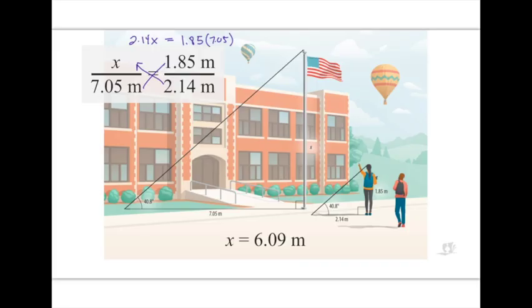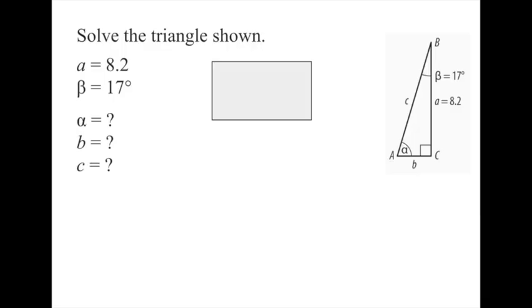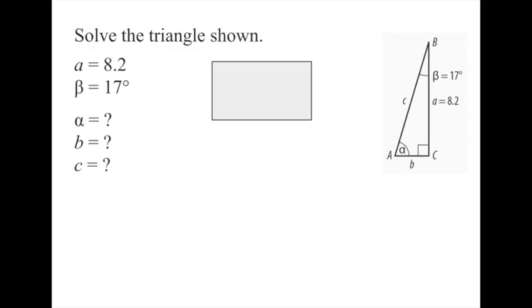All right. I know all the basics of this. They have given me one side length here, 8.2. They've given me one angle, 17 degrees, and we automatically know this angle is 90 degrees. All right, so the easiest thing to solve for here is the other angle. If I know that beta is 17 degrees, then if I want to solve for alpha, I should just be able to say 90 minus 17 degrees.